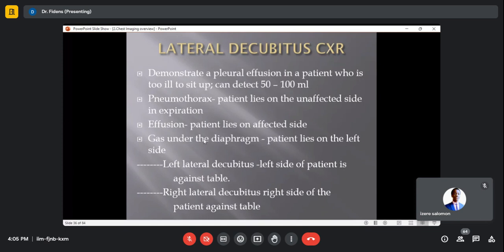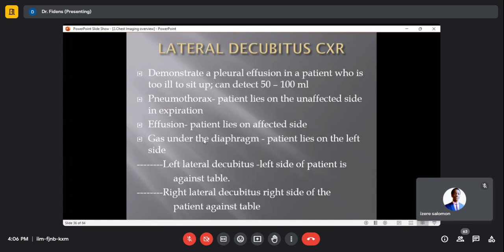You remember the air will go up. If I have the left side pneumothorax, I will do right lateral decubitus, and you see my line of the air in the pleural space above the other lung. It can show effusion, patient lies on affected side. Now, for the effusion, the patient will lie on the affected side. But for pneumothorax, the patient will lie on the unaffected side. Affected side for pleural effusion, but unaffected side for pneumothorax.